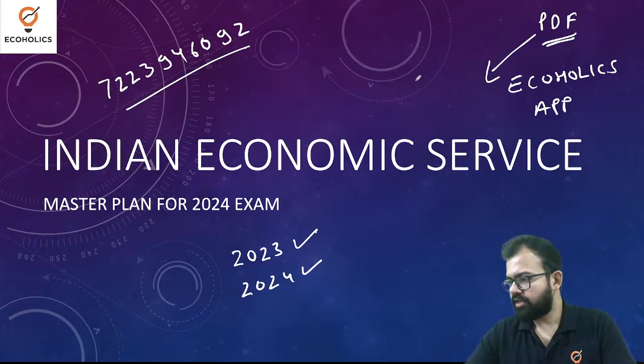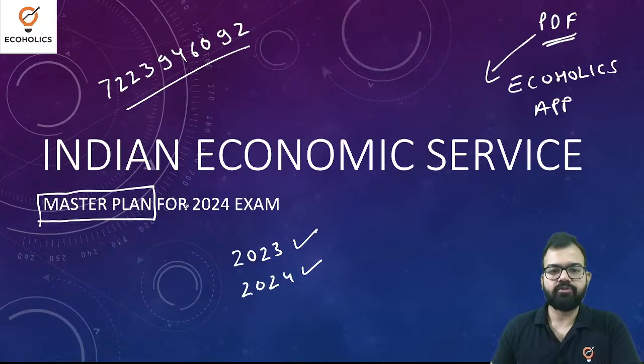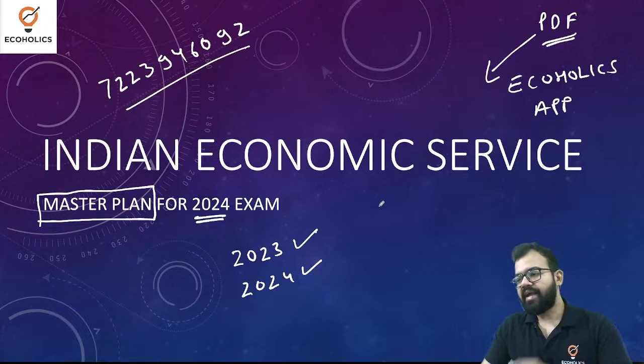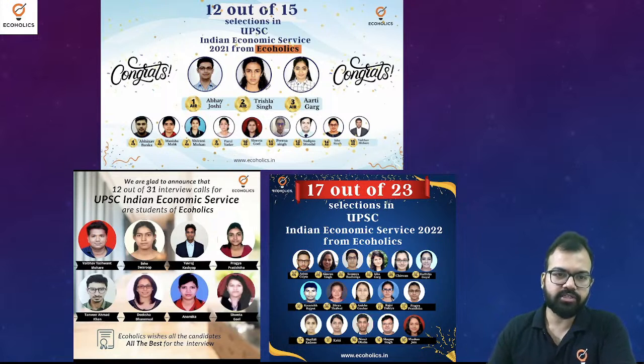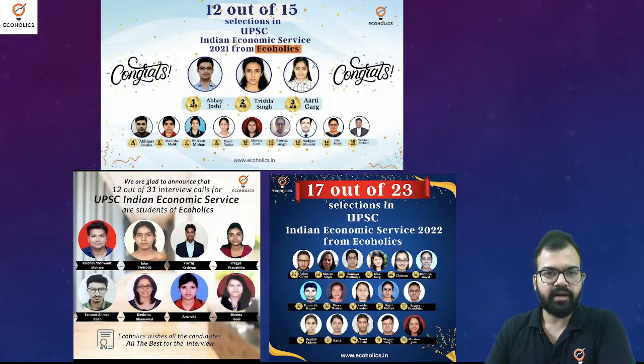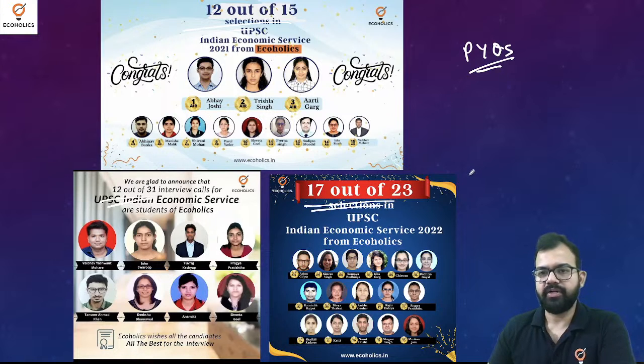Most students are for 2024. I think all of you are for 2024, and in this session we'll be discussing the master plan for the 2024 examination. Now why do I call this the master plan? Because of this result. This is the result of 2020, 21 and 22. The last 3 years' results are very important, and the last 3 years' papers, PYQs, are also important. So you can see that 12 out of 15, before that 12 out of 31, and here 17 out of 23.